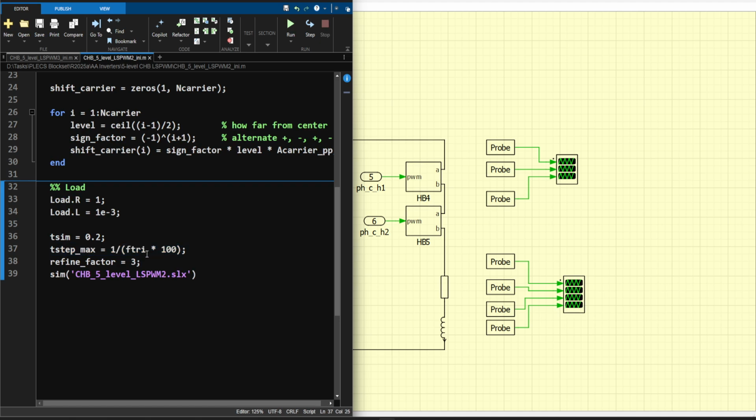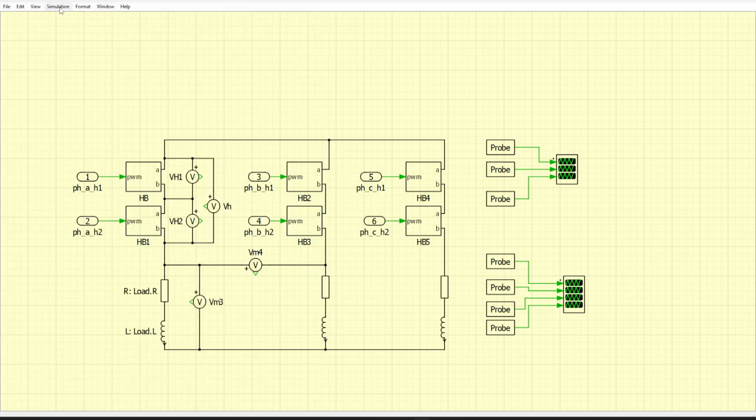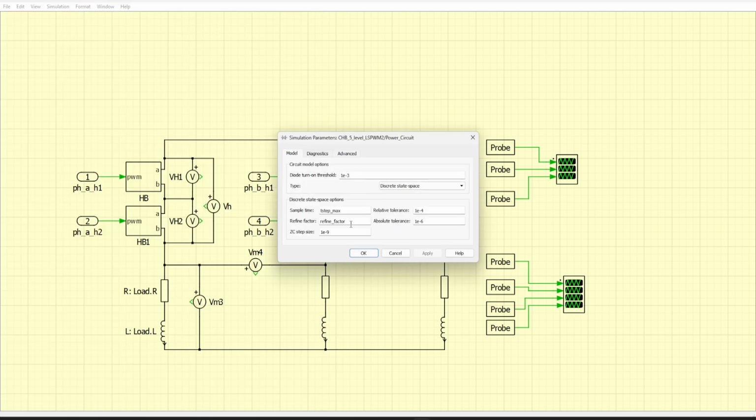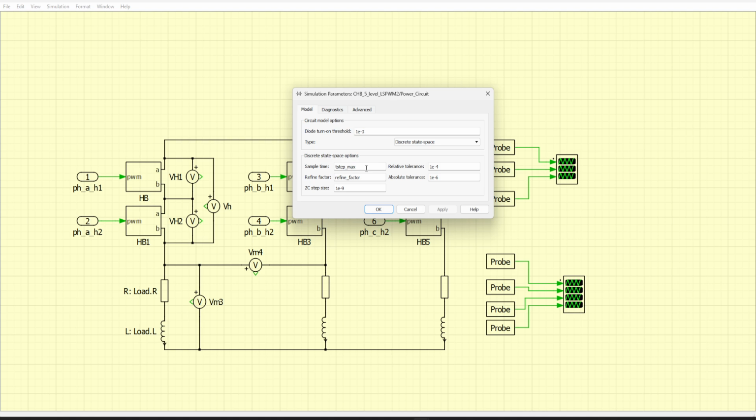So as a rule of thumb, if you have the switching frequency F_tri, then just take a multiplication of 100, that gives you an even smaller time step than the time period of the switching frequency. And for the refine factor, I just took 3. Let me show you what these values are. So I have taken a discrete state space, and maximum time step I have taken 1 millisecond, and the refine factor is specified here.